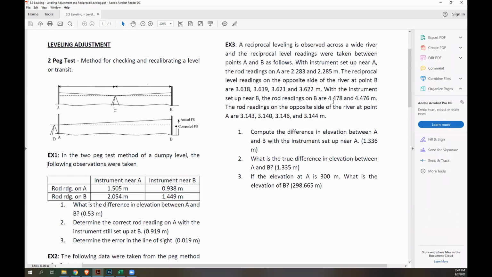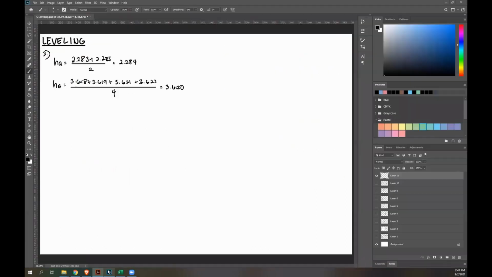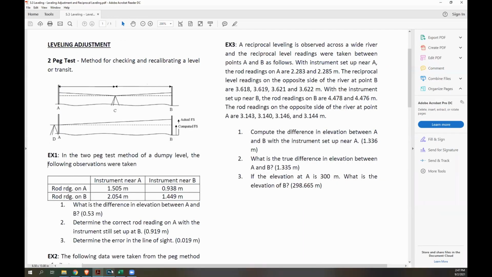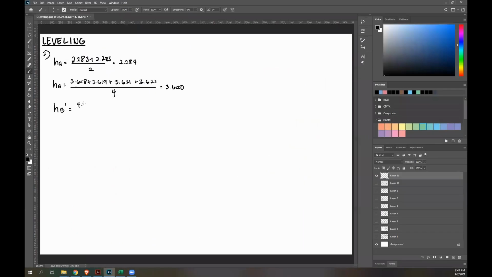With the instrument set up near B, so we transfer the instrument now. The rod readings on B are these. Okay, so now that's HB prime, because it's at the other side. Your instrument is at the other side. 4.478, 4.476. Okay, again, getting the average, you're gonna get 4.477.